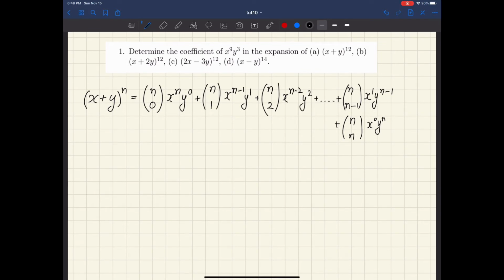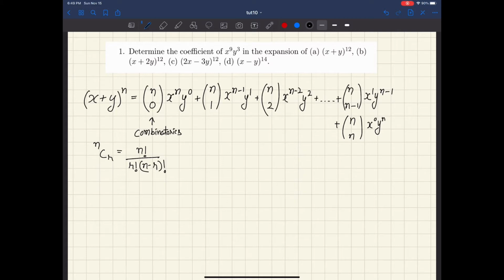Now one thing to note here is that the first term's coefficient will be equal to the coefficient of the last term. That means nC0 is equal to nCn. To generalize it, nCr is equal to nC(n minus r). And the formula for a combination is nCr equals n factorial over r factorial times (n minus r) factorial.